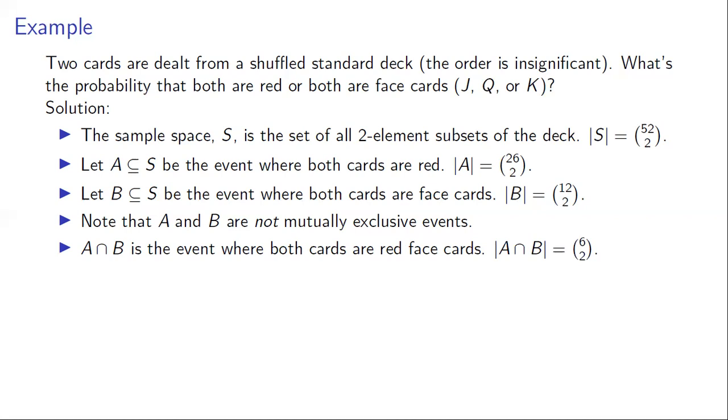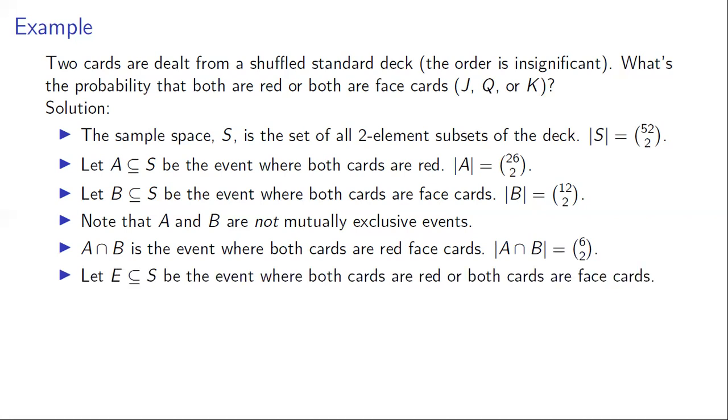Now we have all the pieces we need to solve the problem. Well, actually, hold on just a second. Let E, which is a subset of S, be the event where both cards are red or both cards are face cards. In other words, E is A union B. So now we can figure out the probability of E.